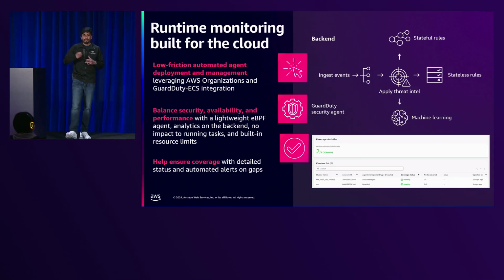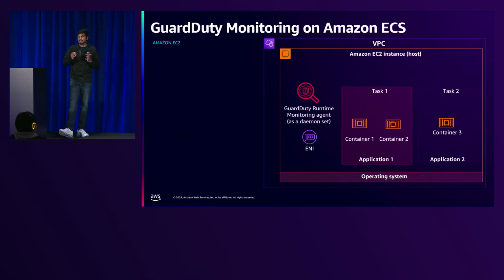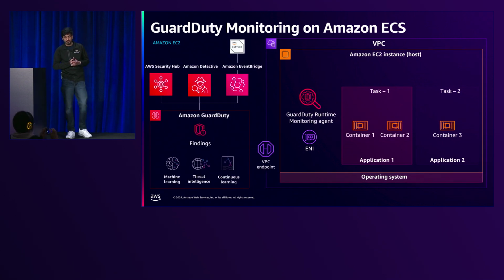Now let's talk about how we deploy this GuardDuty agent. When you're using Amazon EC2 instances, the GuardDuty agent is deployed manually. You can bake it into an AMI, or you can use the GuardDuty-provided AWS Systems Manager document. The GuardDuty agent is going to be deployed as a daemon set in the EC2 instance. Once it is deployed as a daemon set, you will also have to configure VPC endpoints. This will help GuardDuty receive the runtime events of your Amazon EC2 instances.